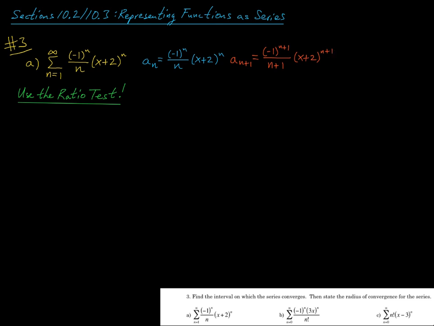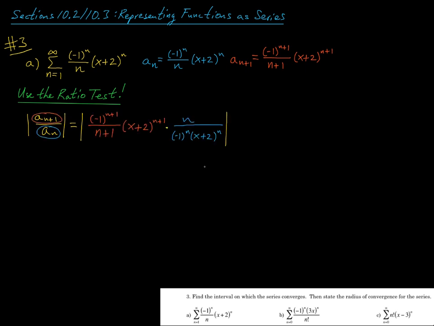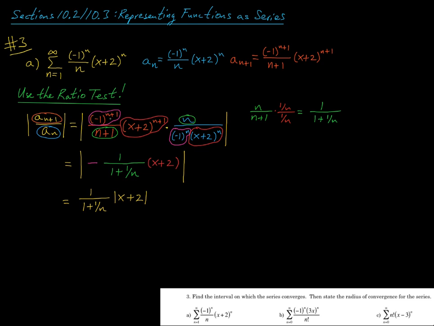All right, so then to apply the ratio test, you want to start out by looking at the ratio of a_{n+1} to a_n in absolute value. And so here I have a_{n+1} in orange. And then to divide it by a_n, I'm going to multiply by the reciprocal of a_n. You see that here in blue. And then we go ahead and simplify. So (-1)^(n+1) over (-1)^n, that's negative 1. Then n over n+1.